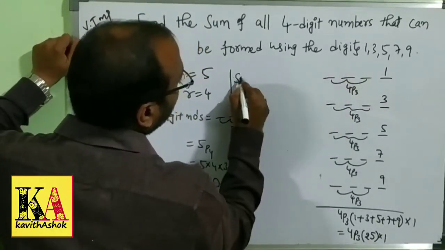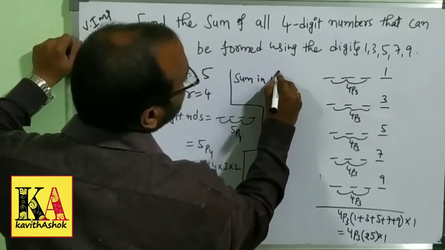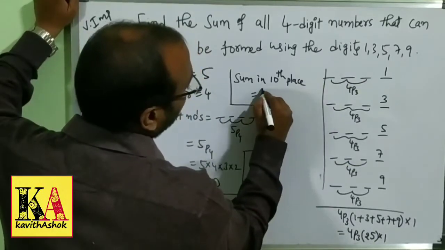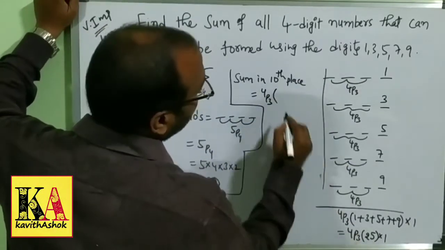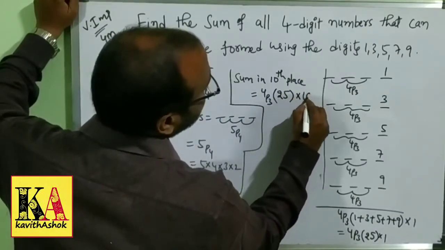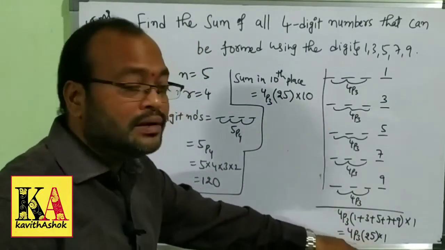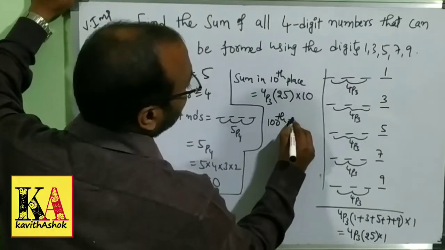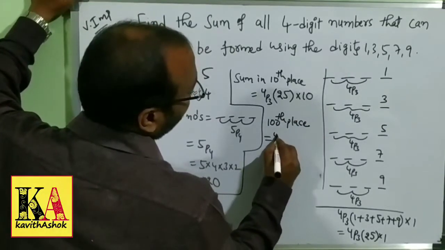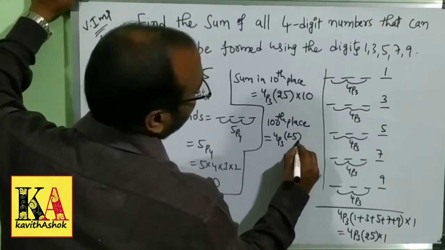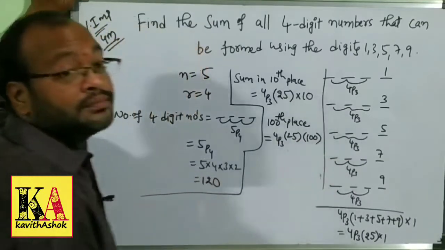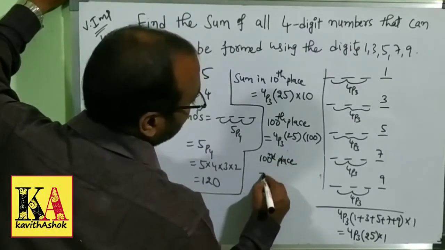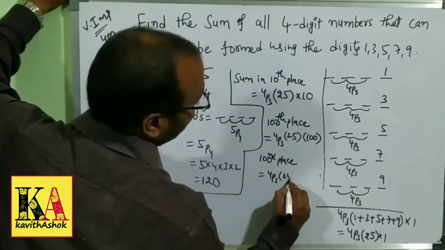Now, the sum in the 10th place. The sum in the unit place is over. The sum in the 10th place is automatically 4P3 into 25 into 10. Just the value changes: in the unit place into 1, in the 10th place into 10. In the same manner, the sum in the 100th place is equal to 4P3 into 25 into 100. In the 1000 place, 4P3 into 25 into 1000.